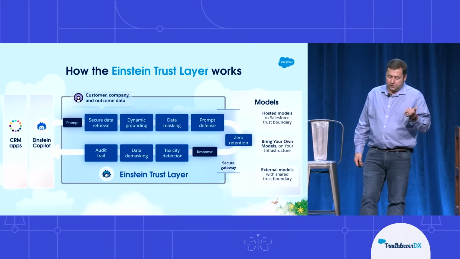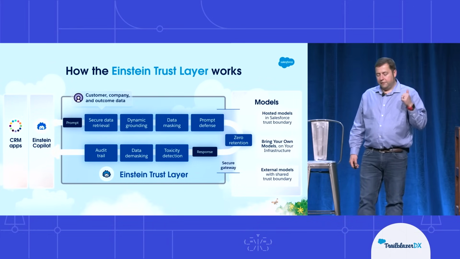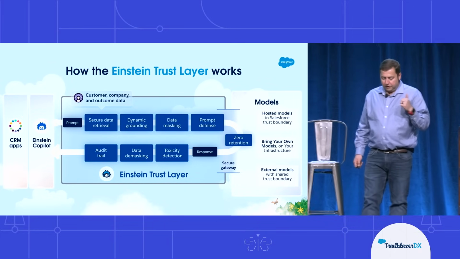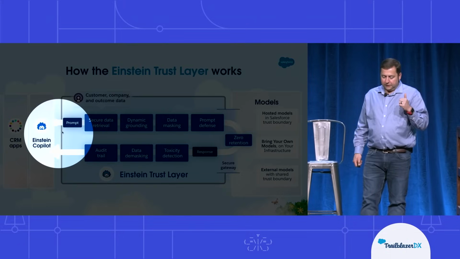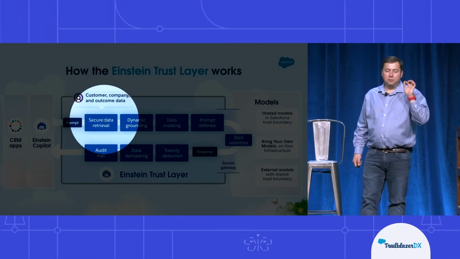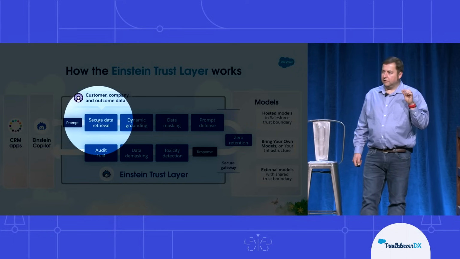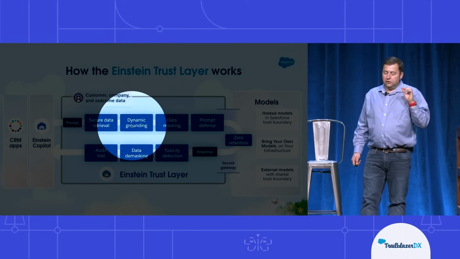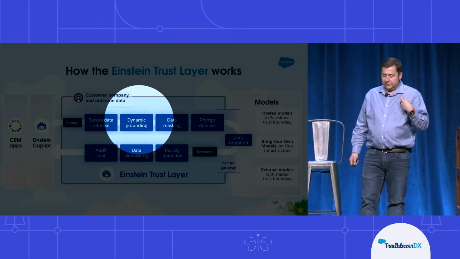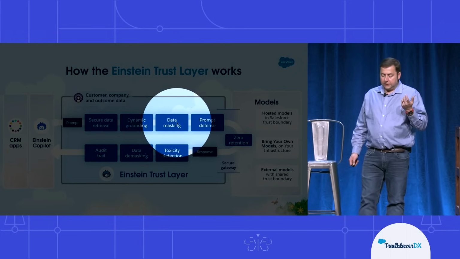All of this flows through the trust layer. I'll take you through it really quickly. You've got your prompt template. We pull over all your data. We pull it with the user's context, so the user won't see any data that they don't have access to. It's literally run within the user's context. You can then do dynamic grounding. You can use Flow and various other tools to bring in additional data, including external.